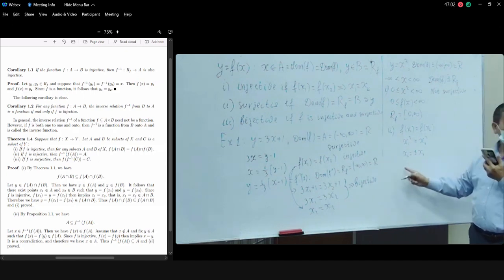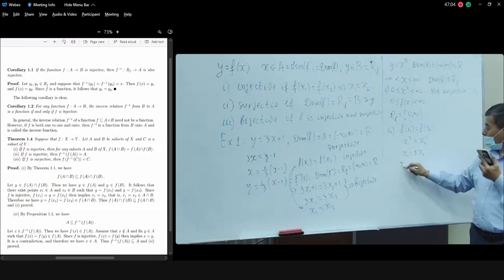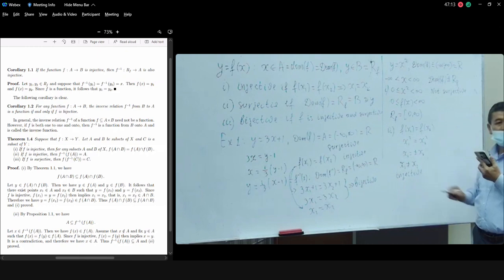Okay, now you see, it means x1 is not equal to x2. So this function is not injective. It is not injective.